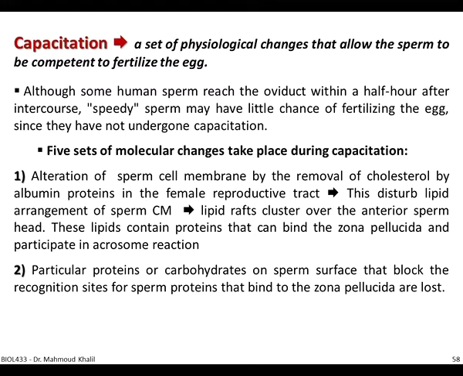The second molecular event: some proteins or carbohydrates on the cell surface that block the recognition sites for the sperm proteins that bind to the zona pellucida are lost. This molecular change enables the sperm to recognize the zona pellucida. In other words, in case there are proteins on the surface of the sperm cell membrane that could not recognize the zona pellucida, this change ensures that these particular proteins or carbohydrates are lost before contact with the ovum.